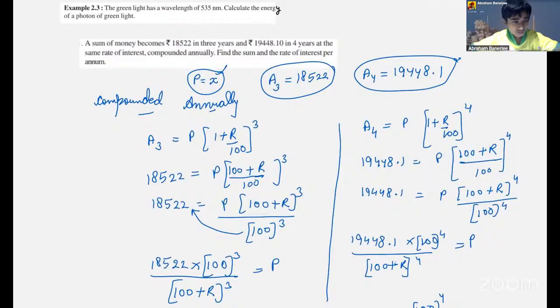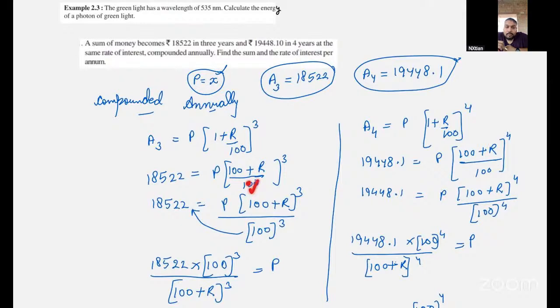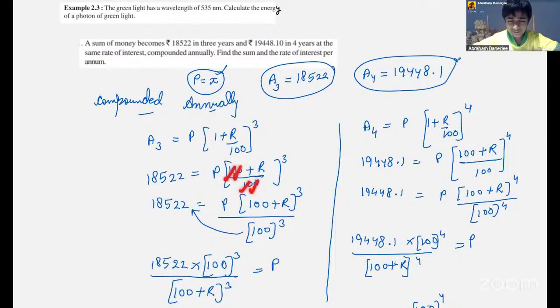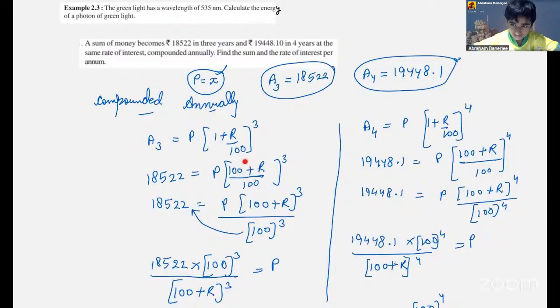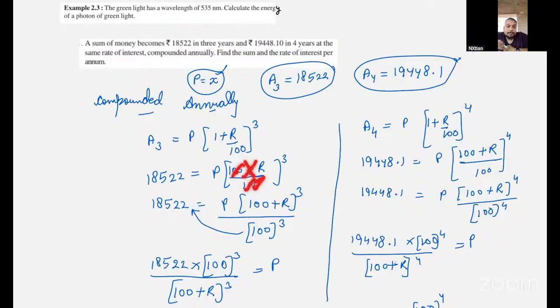Can we just cancel this 0 and this 0? No. Why? Because here we have plus. If it is multiply, then we can do that. But it is plus, we can't do that. Got it?